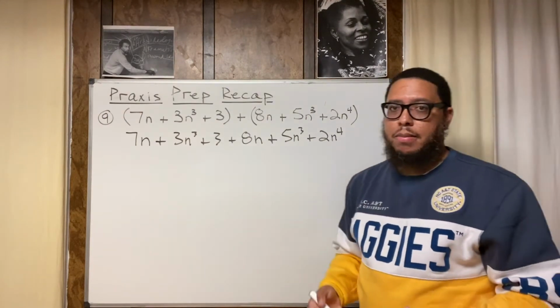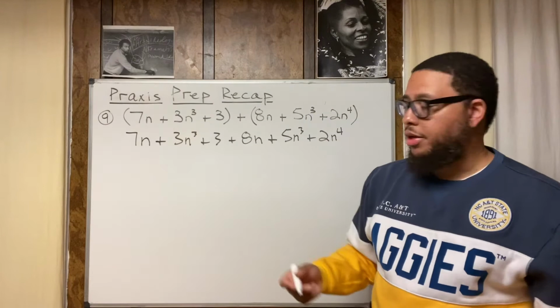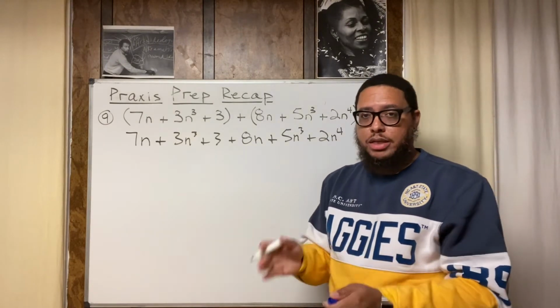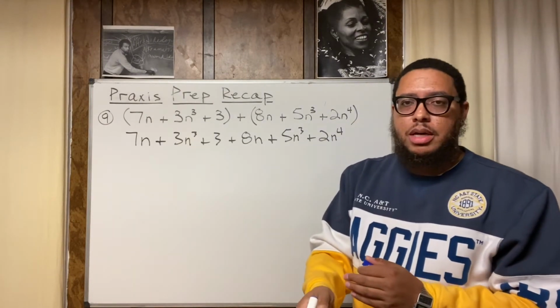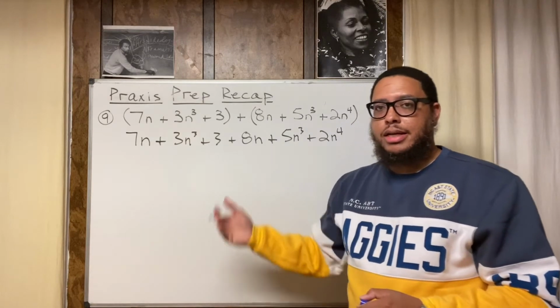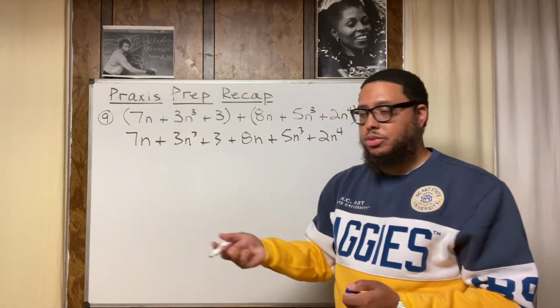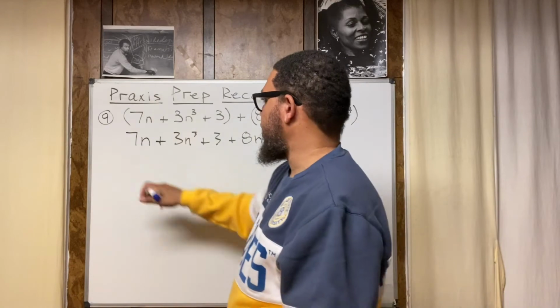Now, this is like a game. I always thought this was fun, combining like terms. We first look for like terms, identify the like terms, and then the next step is to combine them by doing addition or subtraction. All right, so I see a 7n right here.